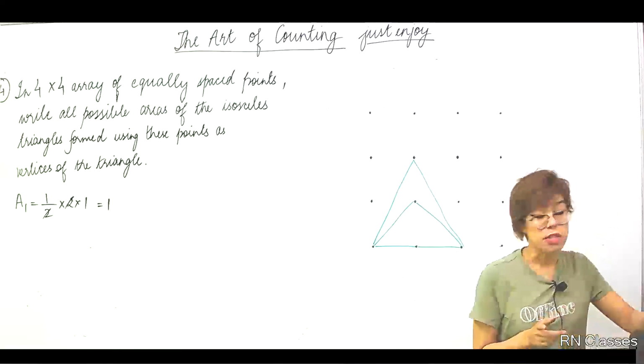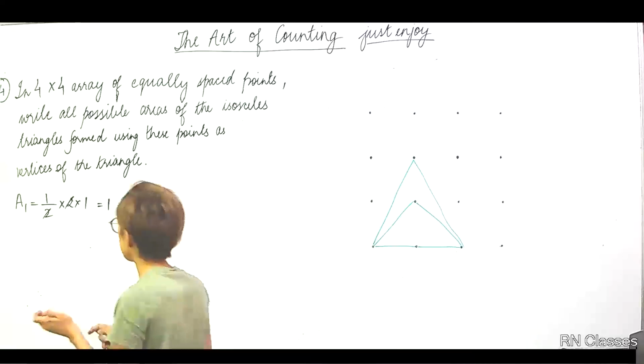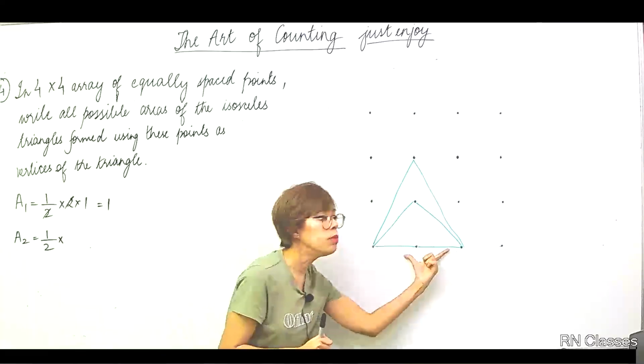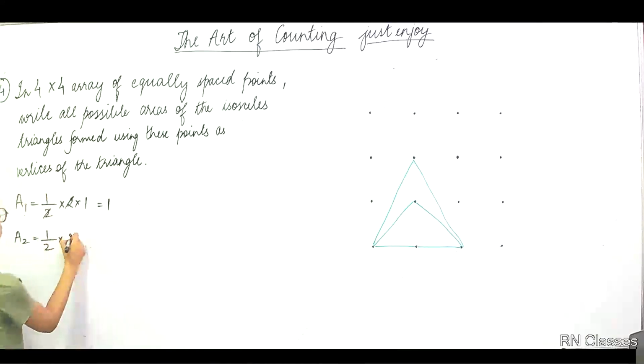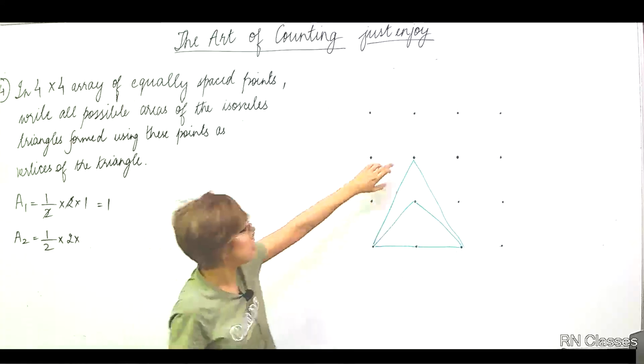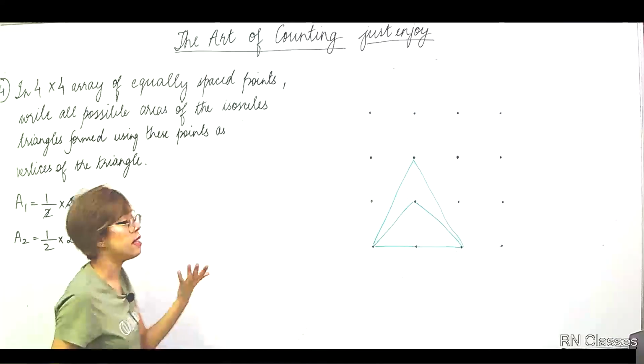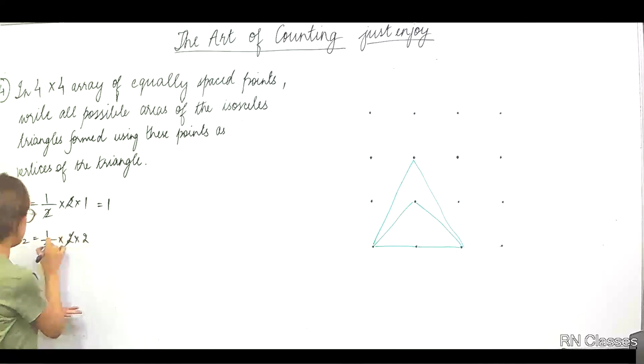But I am interested in the area. So let's see. A2 is equal to half into base. Base is 2, definitely. Into height. Height is this length. Right? This was 1, 1. So this is 2. Height is 2. So into 2. So this is 2.